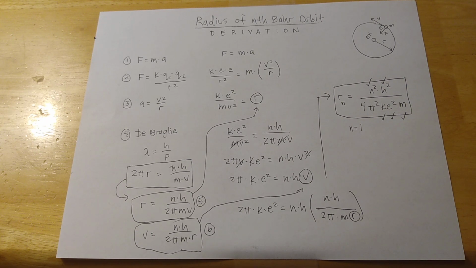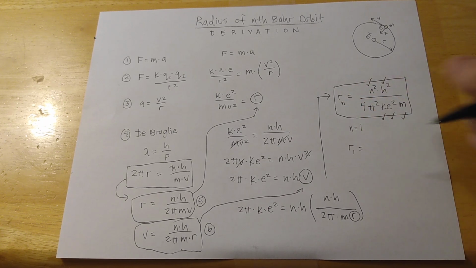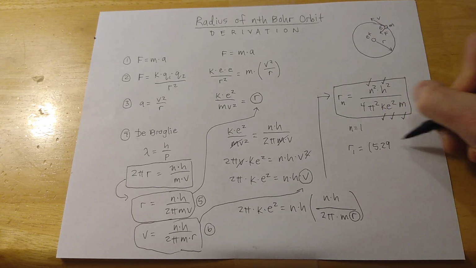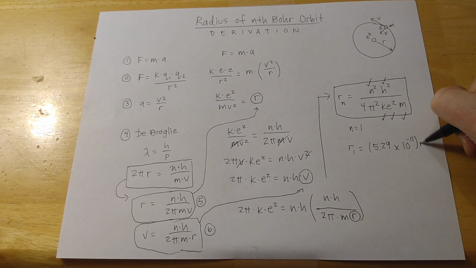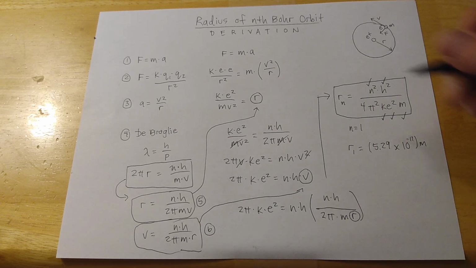If you looked up in a textbook, so I just looked up in my textbook, r1 would have a radius of 5.29 times 10 to the negative 11 meters. To me, that's the most satisfying part, because I asked my phone, Siri, what is the radius of a hydrogen atom? And the answer, 53 picometers, which is the exact same thing as what we got.